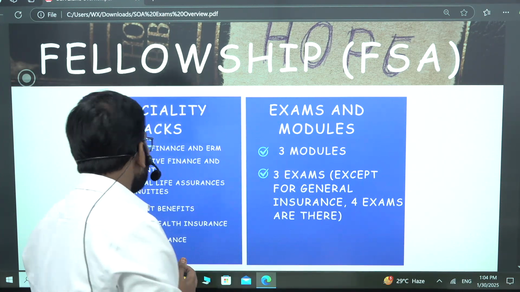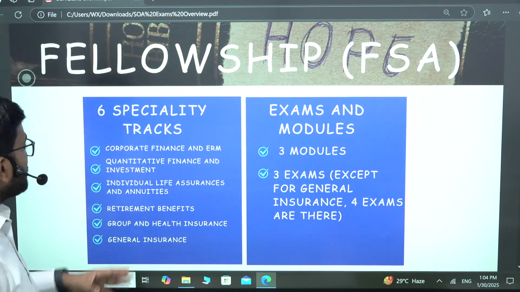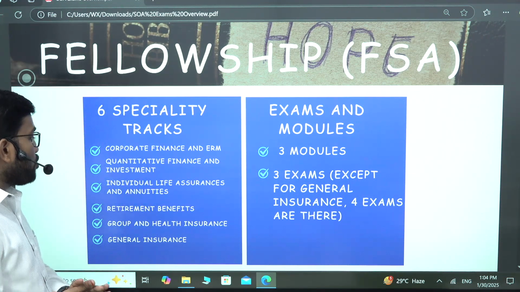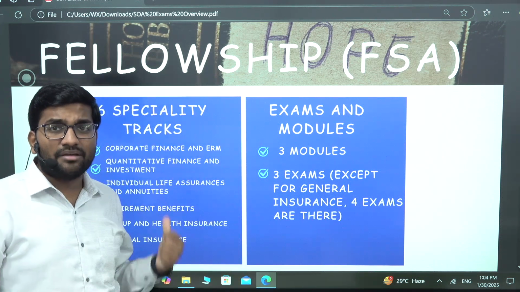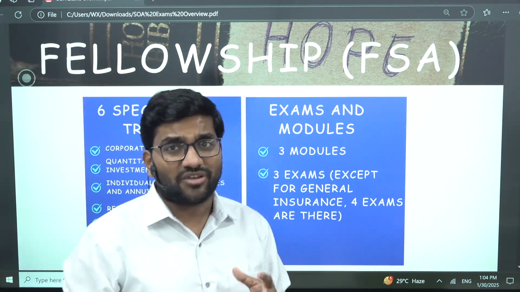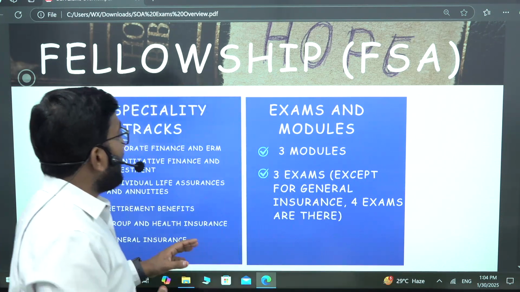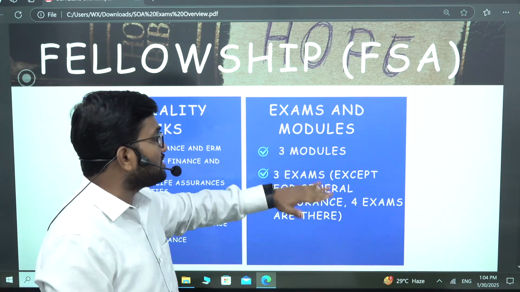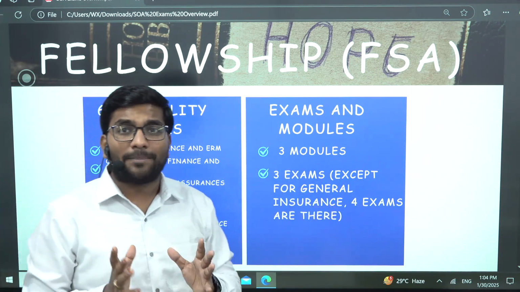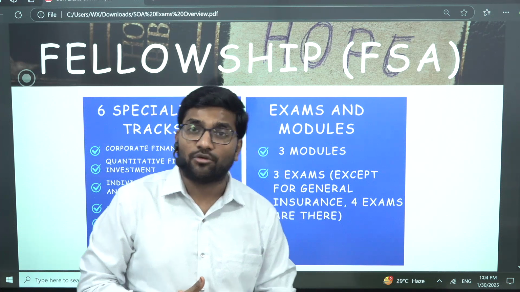Out of the 6 specialty tracks, you have corporate finance, quantitative finance, life assurance, retirement, group and health, and general insurance. These subdivisions where actuaries work are really common in the IFOA and IEI curriculum as well. In all the specialty tracks, there are 3 modules and 3 exams that you need to appear for, except in general insurance, where there are 4 exams.